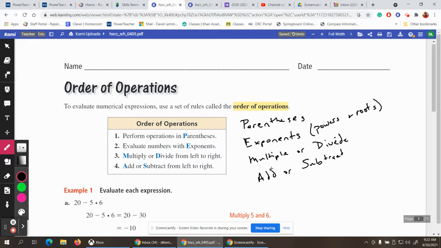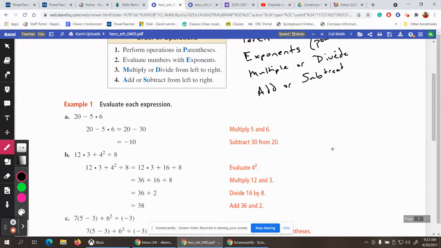Parentheses, you can have parentheses. You can also have brackets as well. All right, so evaluate 20 minus 5 times 6. The best way to look at this is to separate it. Again, throw in parentheses whenever it would make it convenient. This would be 5 times 6, which is 30. So this is 20 minus 30, which is negative 10.